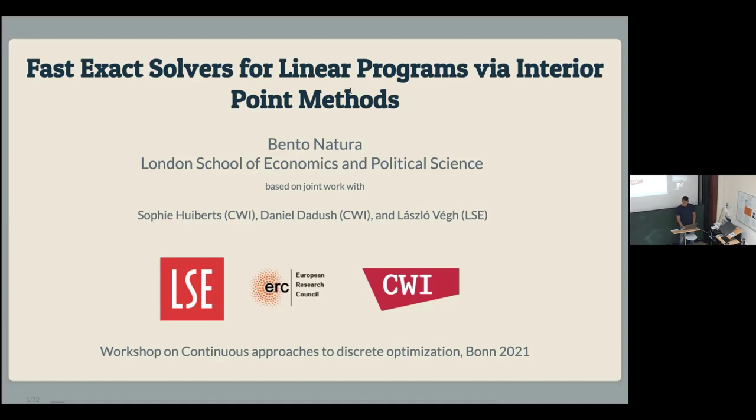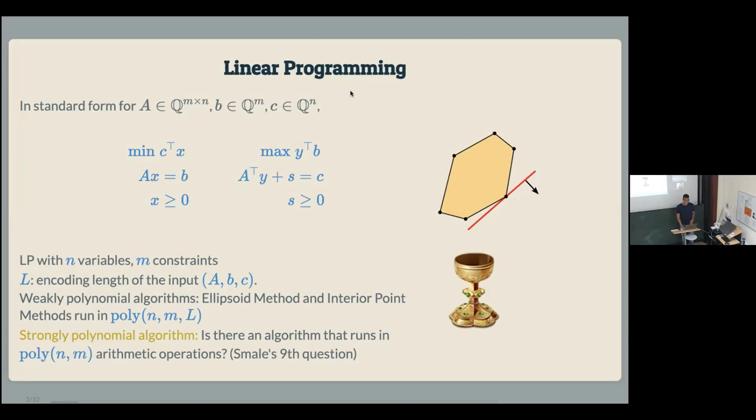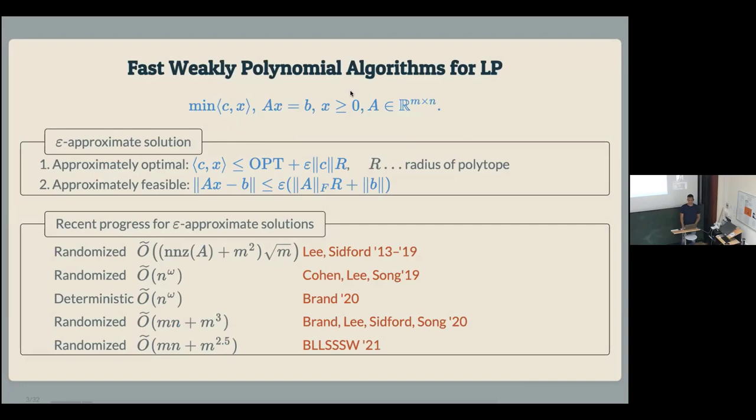Just to set the stage, we look at linear programs in the following standard form. So we have equality form for A, we have more columns than rows. And I think the rest of the slide is not necessary for the audience. So let me jump right ahead to fast weakly polynomial solvers. There's been lots of progress in the last 10 years in all kinds of settings in different matrices.